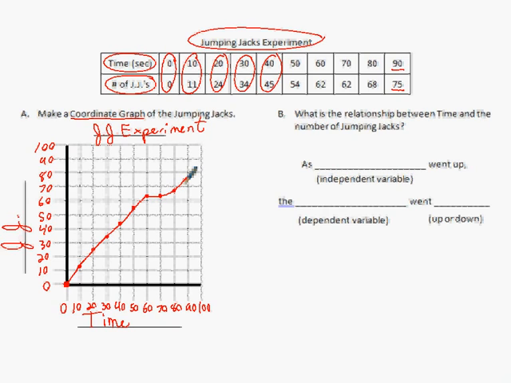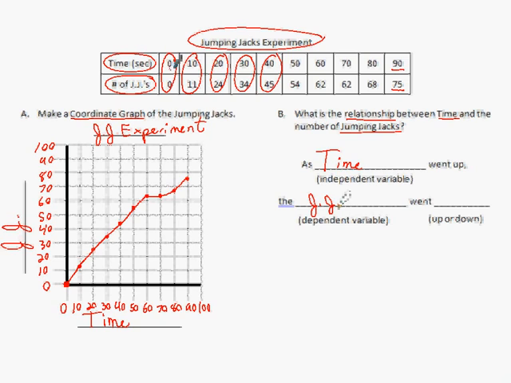Now, let's answer a question about this data. What is the relationship between the time and the number of jumping jacks? Now, a relationship in math is how one variable changes the other. And so I have a little fill in the blanks. As the blank went up, the blank went up or down. So as the independent variable, which is here, as time went up, the dependent variable, which is here, jumping jacks, went up or down.